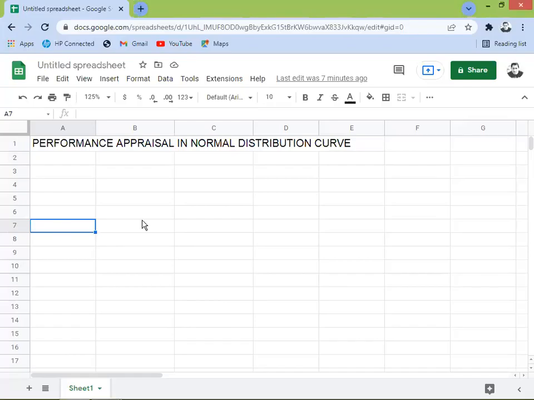Hey everyone. Our topic for today is about performance appraisal score and normal distribution curve or the bell curve. What I'm gonna do is get the sample of the performance appraisal score, which I'm gonna do now.